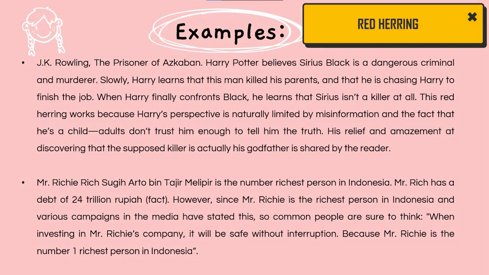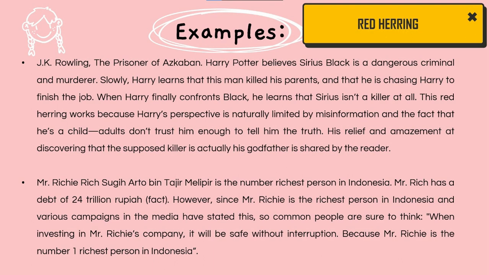In J.K. Rowling's The Prisoner of Azkaban, Harry Potter believes Sirius Black is a dangerous criminal and murderer. Slowly, Harry learns that this man killed his parents, and that he is chasing Harry to finish the job. When Harry finally confronts Black, he learns that Sirius isn't a killer at all. This red herring works because Harry's perspective is naturally limited by misinformation, and the fact that he's a child, adults don't trust him enough to tell him the truth. His relief and amazement at discovering that the supposed killer is actually his godfather is shared by the reader.